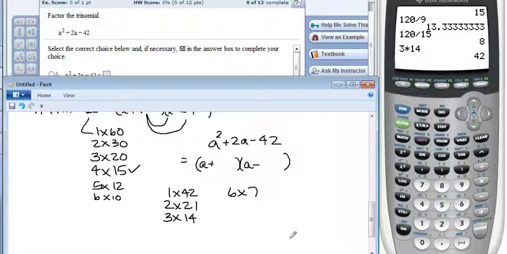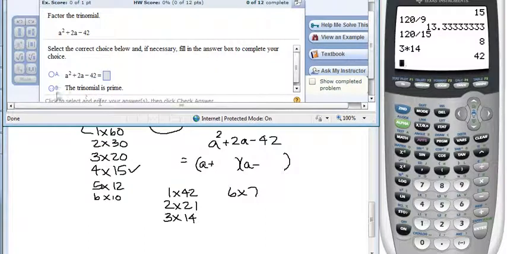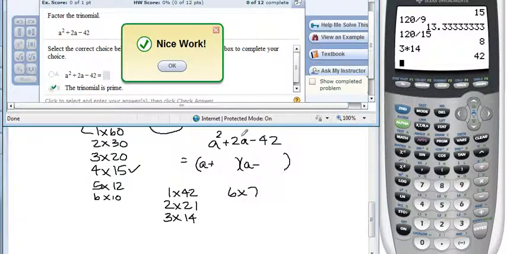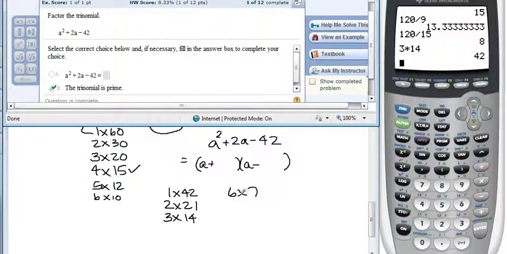Nothing. Therefore, it's prime. So if you make your complete list and nothing factors to this middle term, let me just check that. Yeah, I was just going to say I could have been missing one in here, but that's when the trinomial is prime, meaning you can't factor because nothing works. All right? There is no combination that subtracts to a 2. So that's what that means.